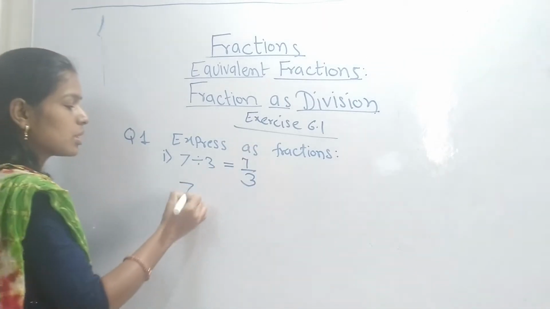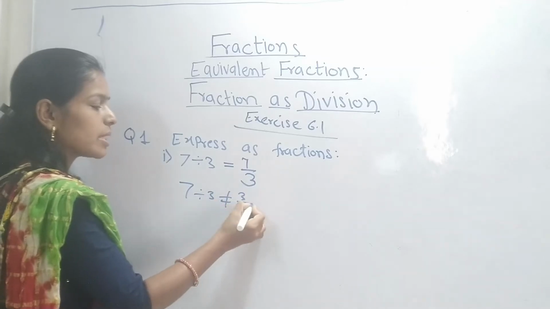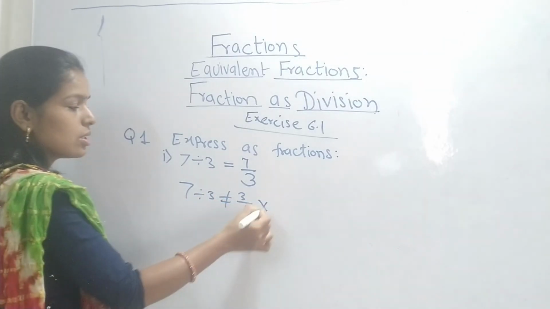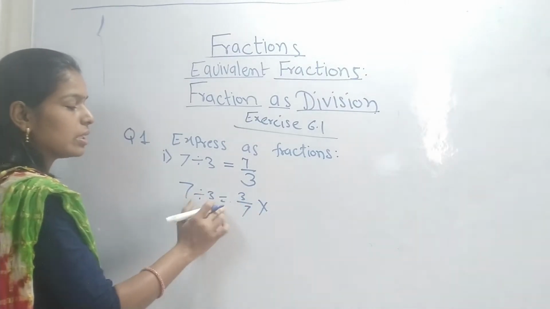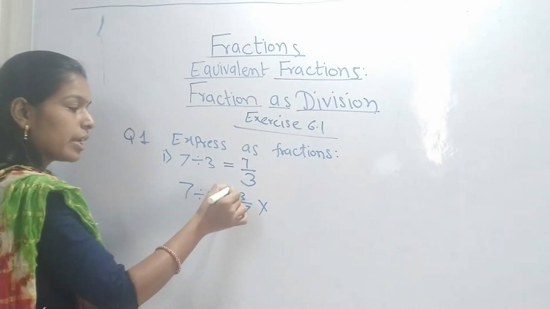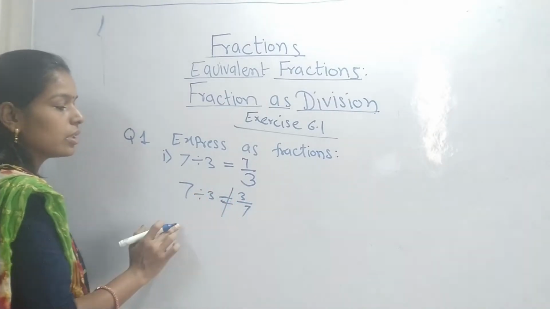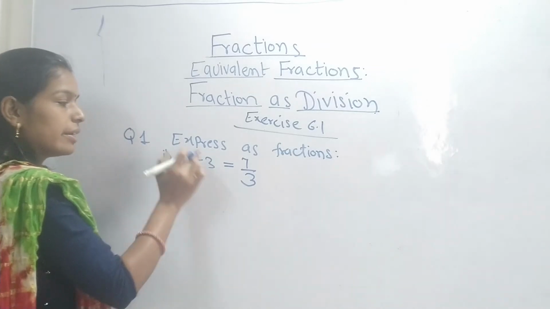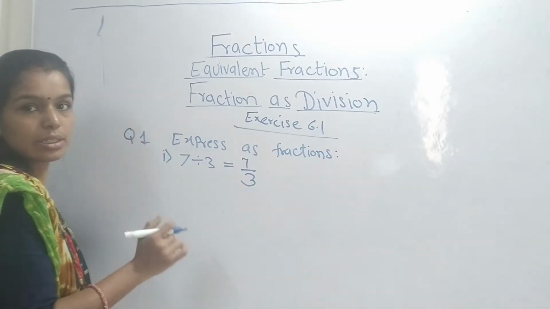7 divided by 3 is not equal to 3 by 7. This is wrong. If you write it that way, it is wrong. They are not equal. 7 divided by 3 is equal to 7 by 3.